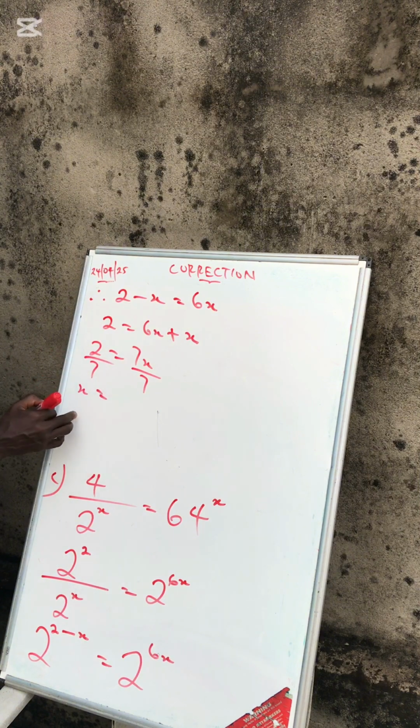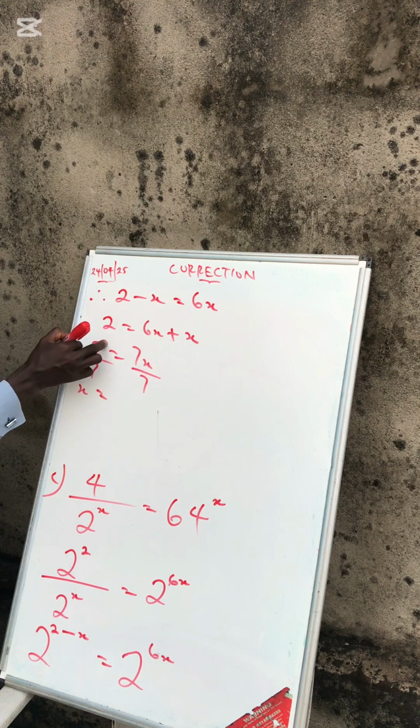x equals what? Where do you see the real number? 7x divided by 7 cancels the 7. x equals what? It's not 7 over 2 now. Why are you saying 2 over 7?